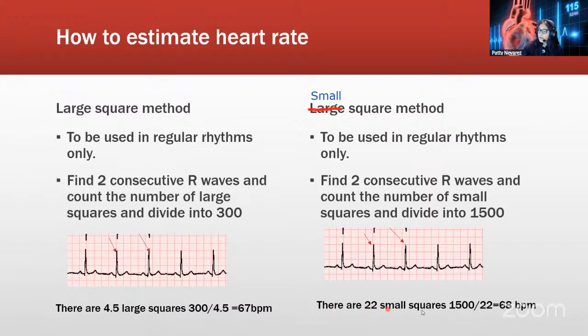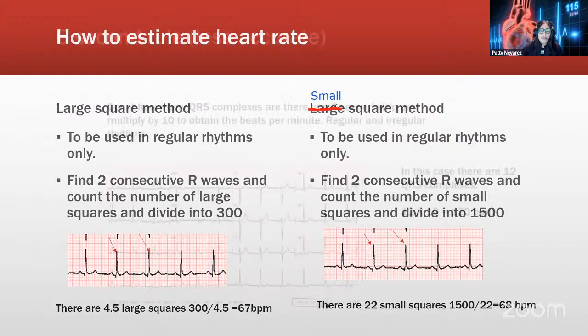So I'm going to use the number 1500 because there are 1500 small squares in a minute strip. So I'm going to do 1500 divided by 22, and my heart rate is going to be 68 beats per minute. So this is more accurate. This method is more accurate than any of the two. But remember, we can only use it in regular rhythms.